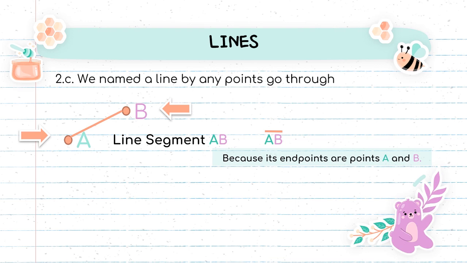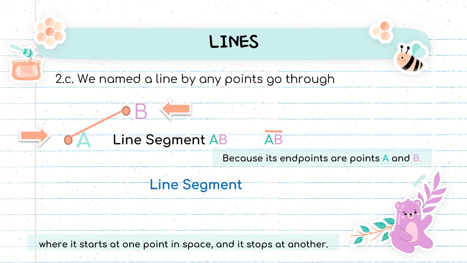As I said earlier, a line extends infinitely, so there is no end to its extension. Now, to end that extension, we need points to end the line that keeps extending longer and longer. Those are the points A and B. A line segment starts at one point in space and stops at another. If it stops from the beginning, it should also stop at its end.